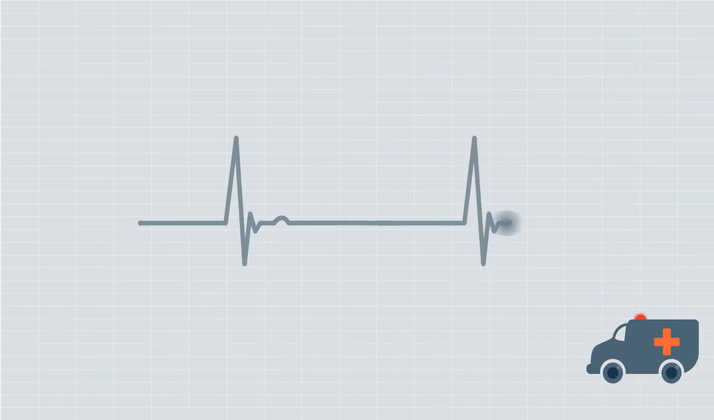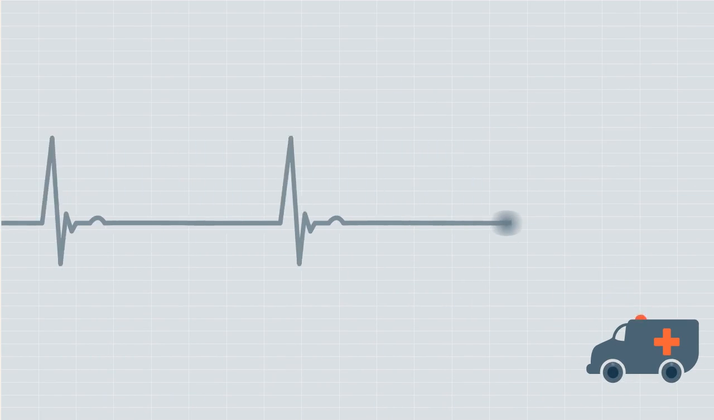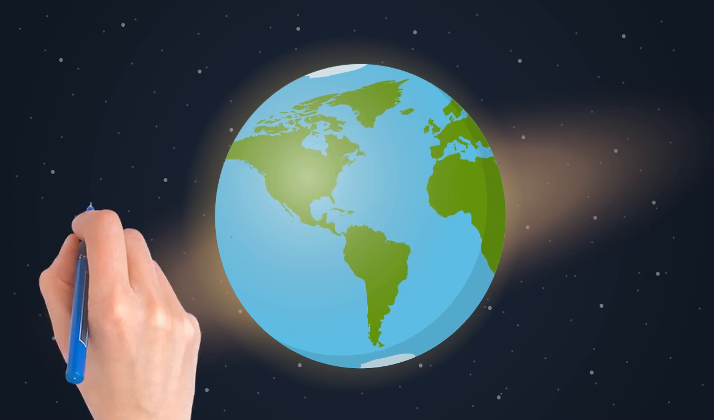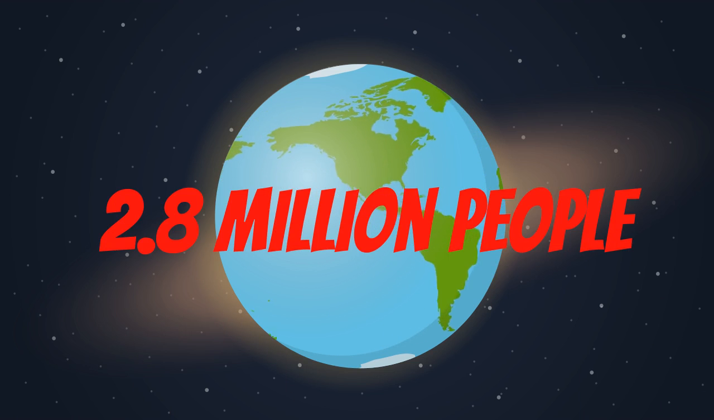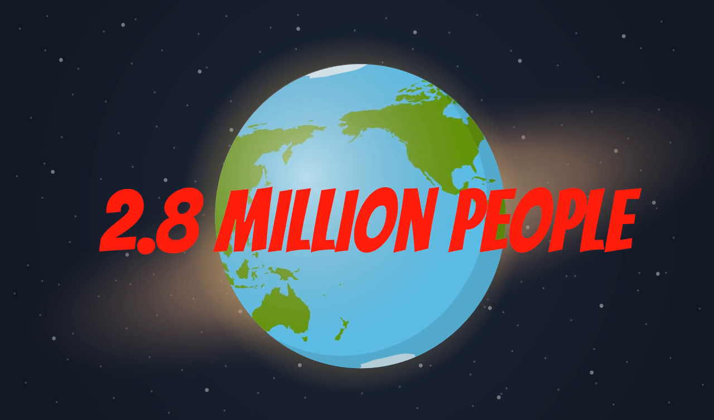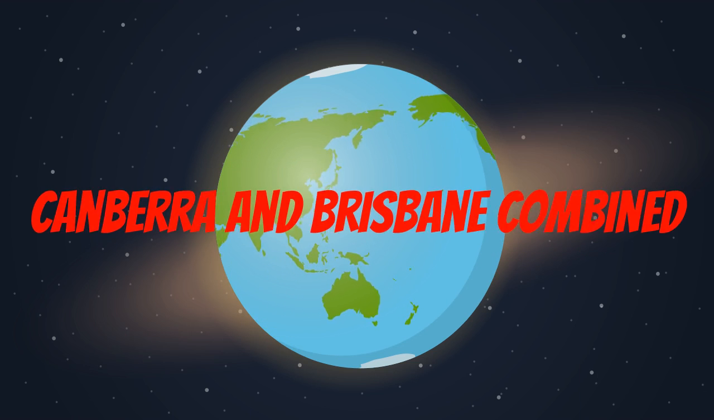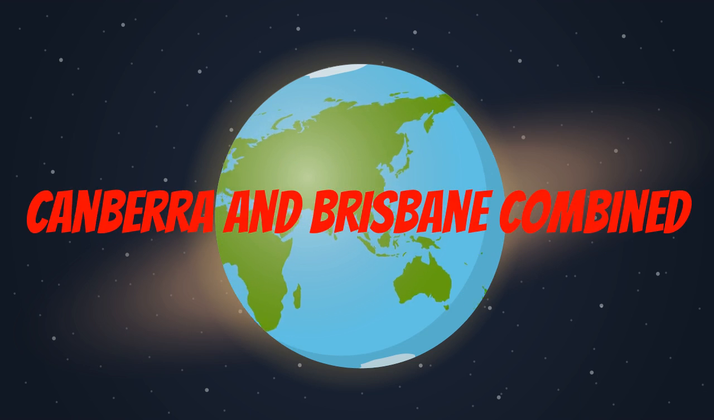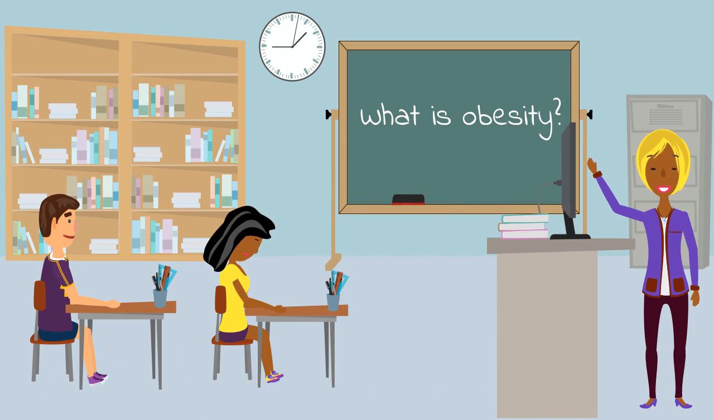Did you know that obesity was the 5th leading cause of deaths worldwide, taking the lives of 2.8 million people each and every year? That's the population of Canberra and Brisbane combined. So what exactly is obesity, and how has it become such a global epidemic in such a short period of time?